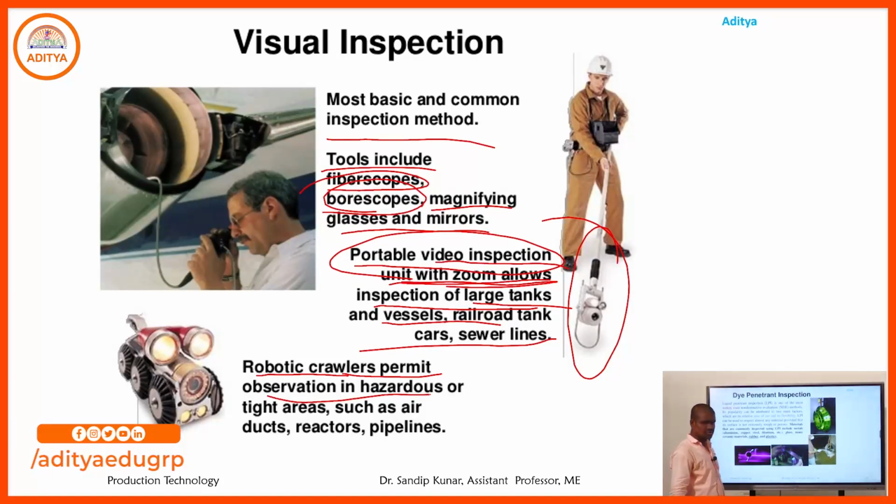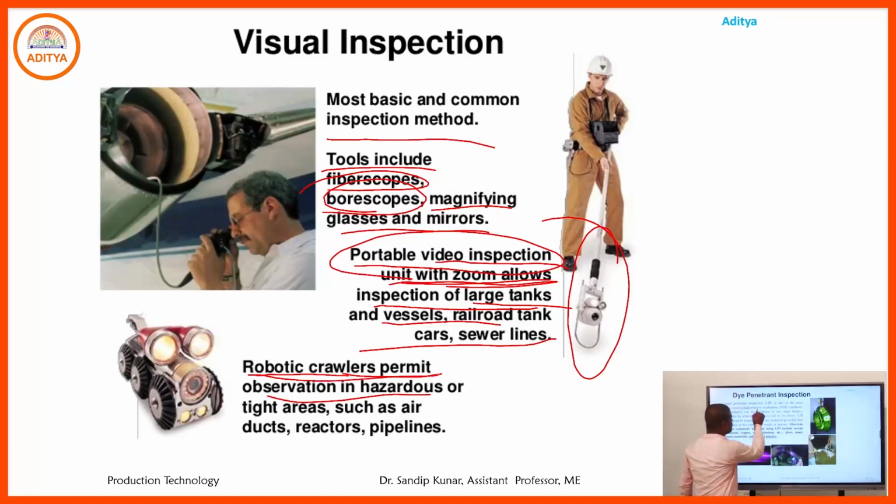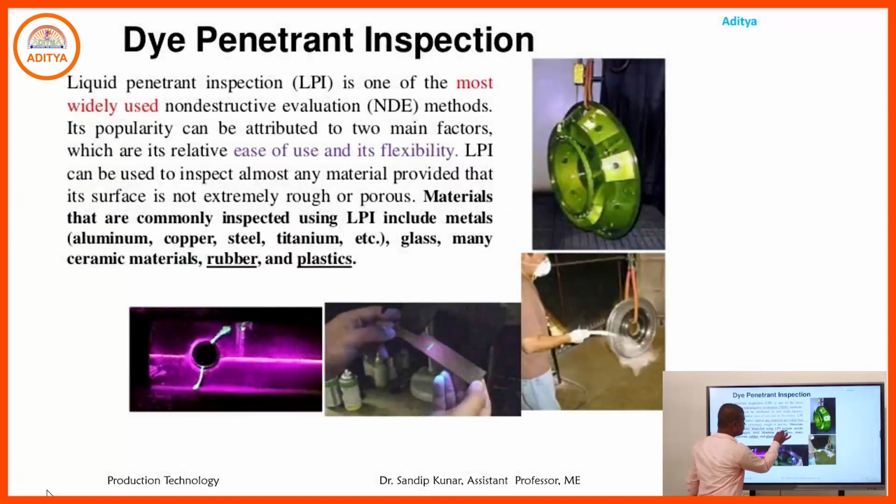Dye penetration method. That is widely used among non-destructive evaluation methods. In this case, we first clean the weld joints properly. We can inspect almost any material, provided the surface is not extremely rough or porous. Materials commonly inspected using LPI include metals, aluminum, copper, steel, titanium, glass, many ceramic materials, rubber and plastic. In those cases, we use the dye penetration method.